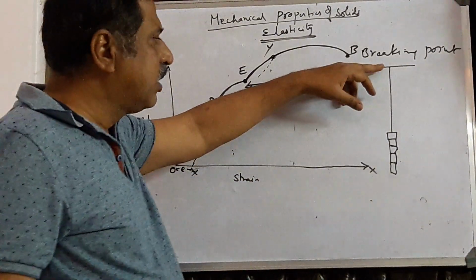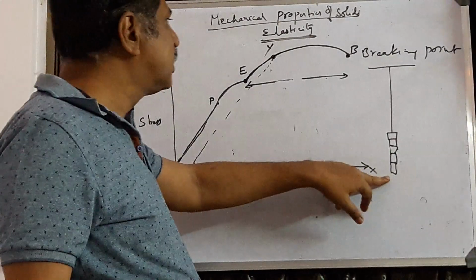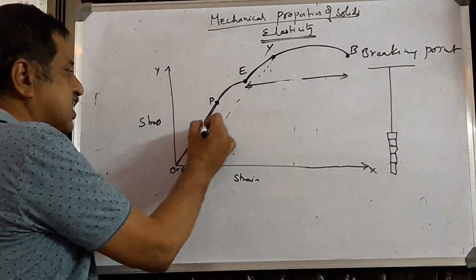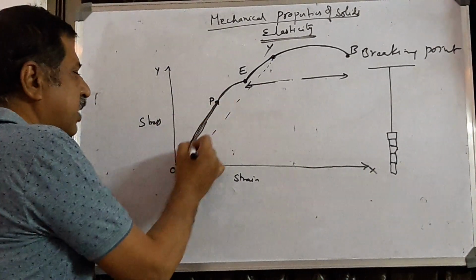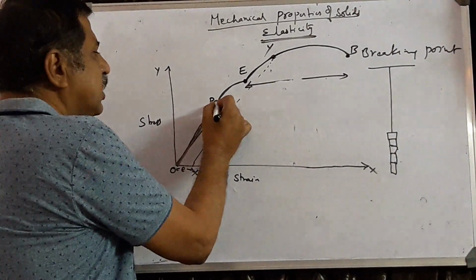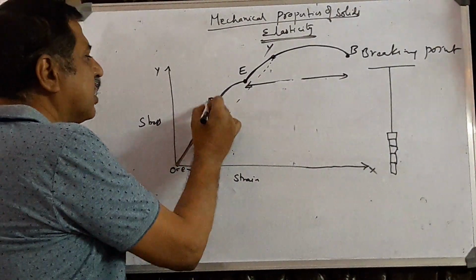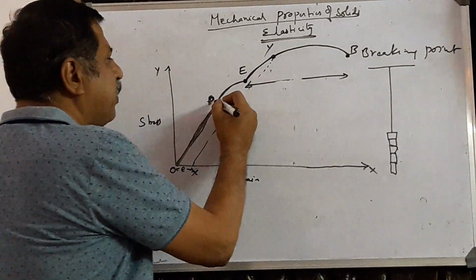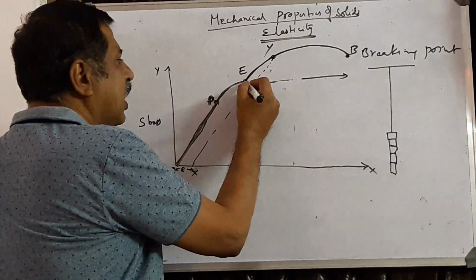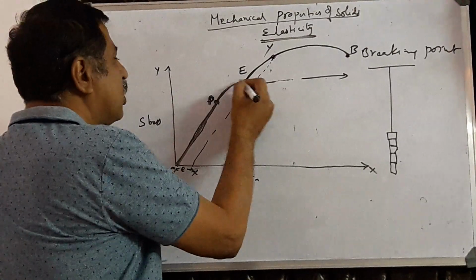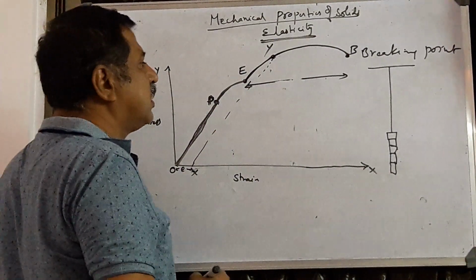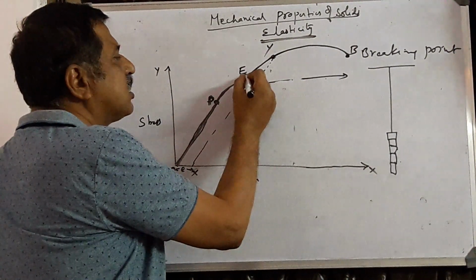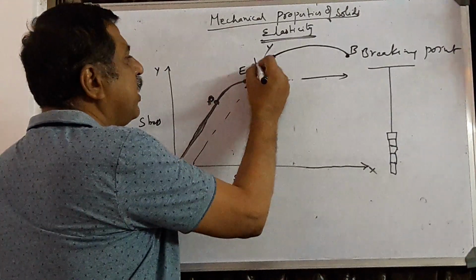If we take a wire and the load is gradually increased, what happens? Up to a certain load or stress, stress and strain are directly proportional. The point on the graph up to which these two are directly proportional is known as the proportionality limit. Now we further increase the load and it goes to E. If you remove the load from the wire, it regains its original condition, following the same curve and retracing it. This point is called the elastic limit.